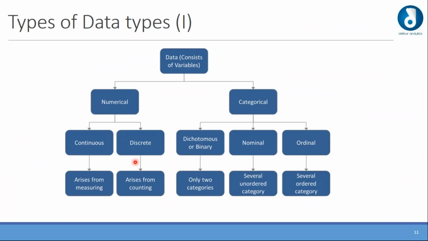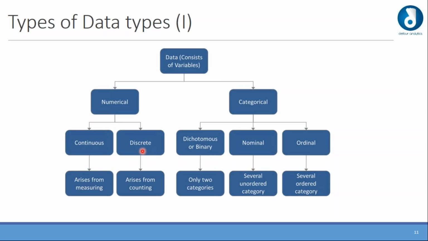The other perspective, one more classification, says that data consists of variables. When we classify data by its variable, it could be numerical data or categorical data. Numerical data could be continuous or discrete. Continuous data is data that we can measure, and that is continuous. An example could be weight or height.